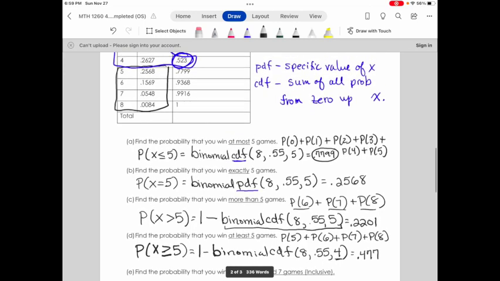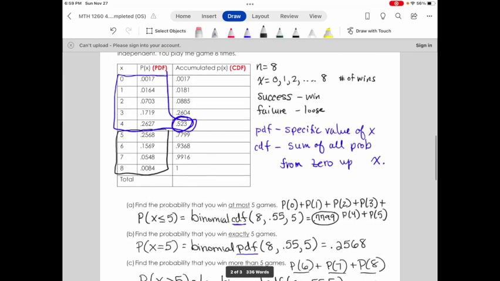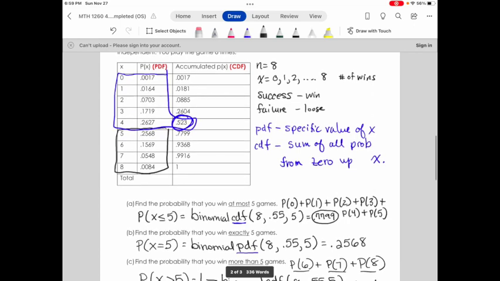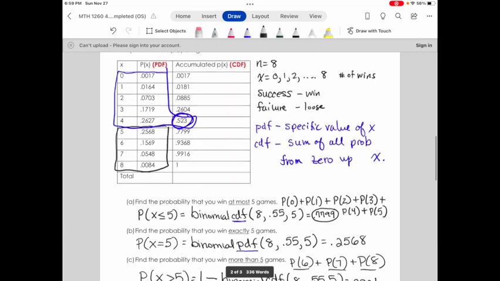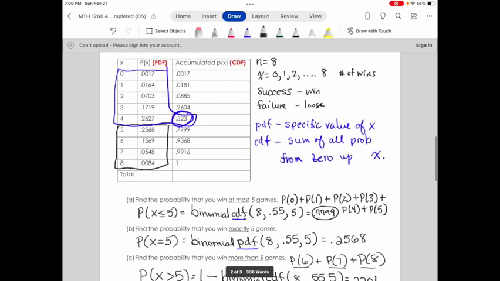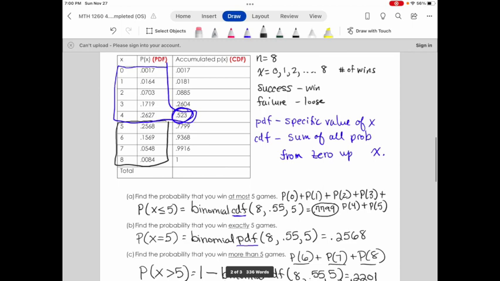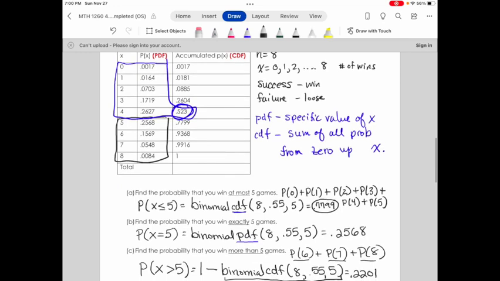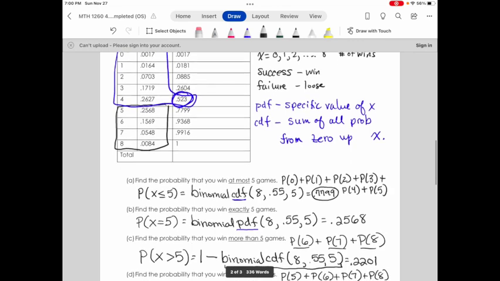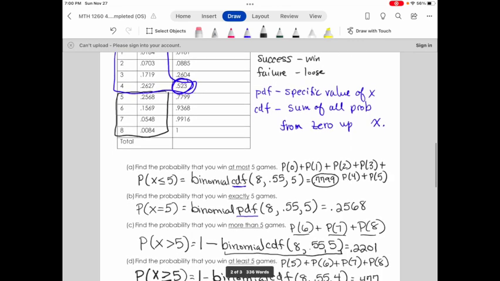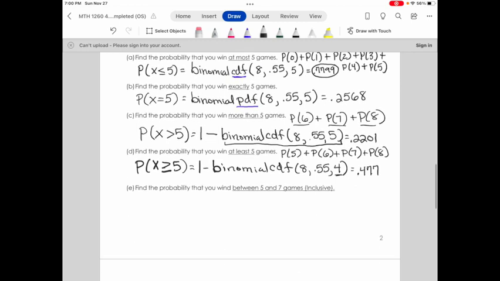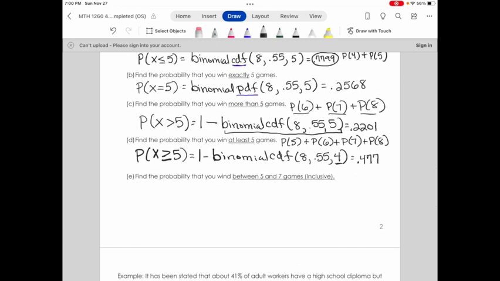Keep in mind that I have this chart already filled out for you, so you can see where the PDF and CDF values are coming from. But most of the time, you're not going to have that chart in front of you. So if you have a lot of values that you want to try to add up individually, it's going to take some time. Whereas if you just use the trick where you subtract from 1 and you only have to do one calculation with the binomial CDF, it makes it a little bit easier and a little bit quicker.